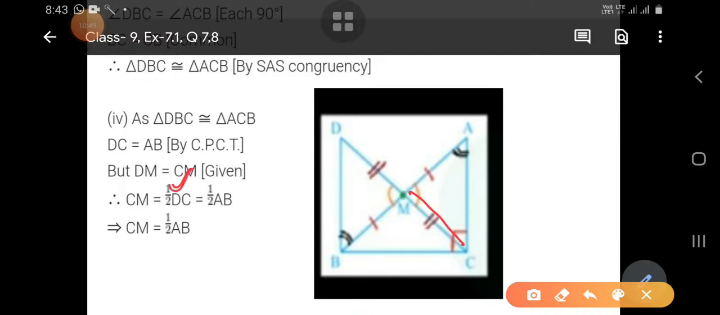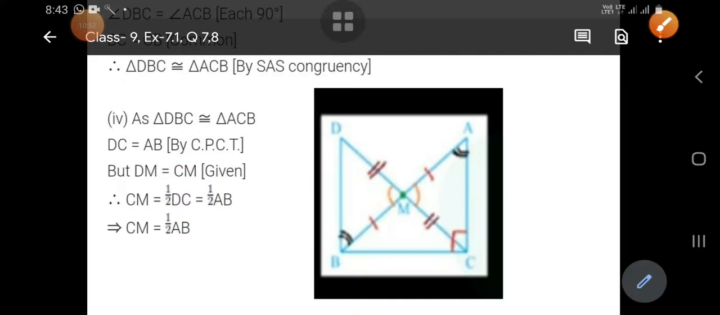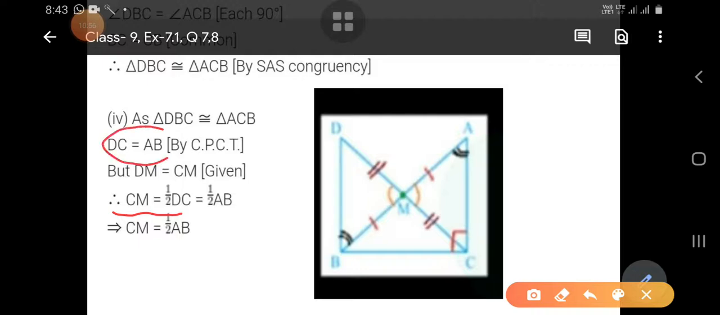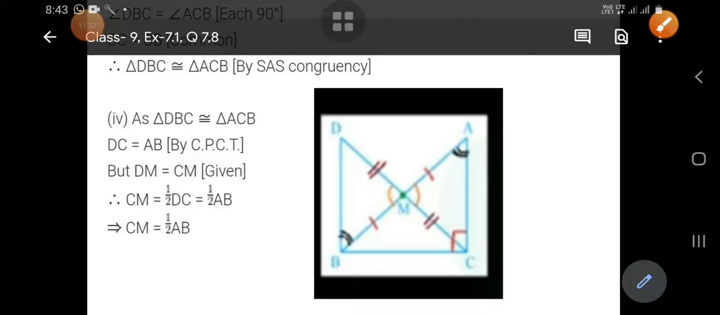Now if we write CM is equal to DC by 2, in this case DC is equal to AB, so we put the value of DC as AB, and it can be written as AB by 2. So now see, CM is equal to 1 by 2 AB. This is the fourth proof. So all proofs are completed.